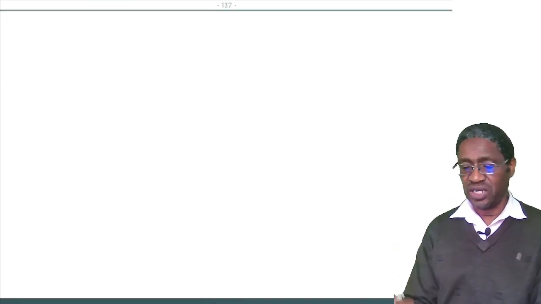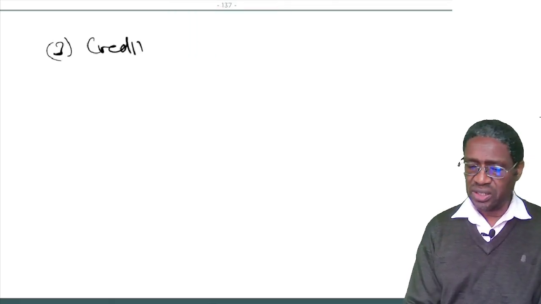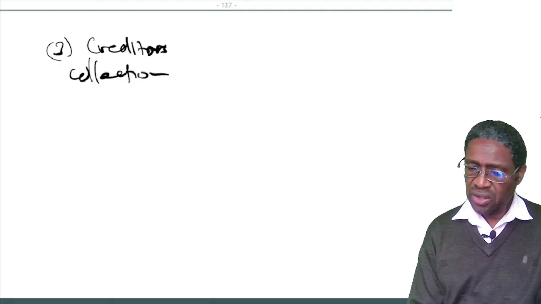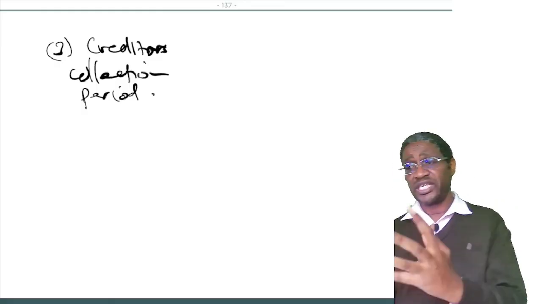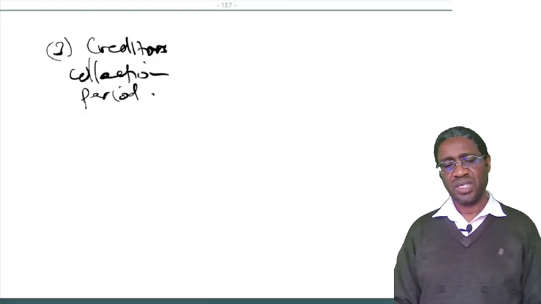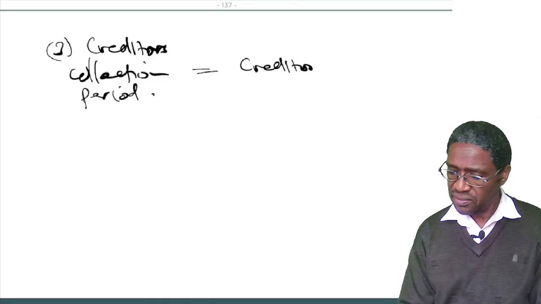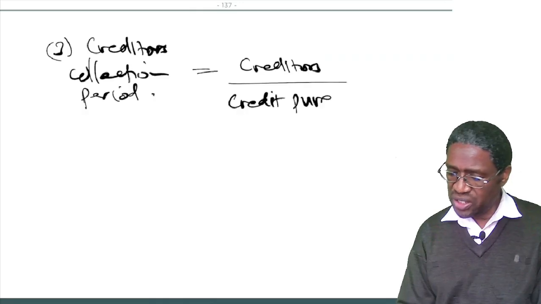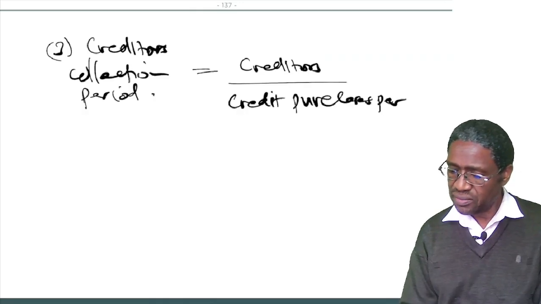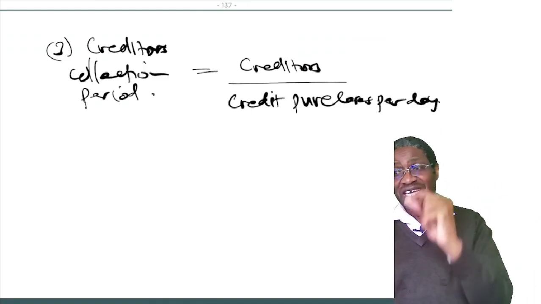Another activity ratio, number 3, is what we call the creditors collection period. Let me explain it. It is almost related to the debtors collection period. This again is determined by taking creditors and dividing by credit purchases per day. You take the creditors of your firm and divide by credit purchases.